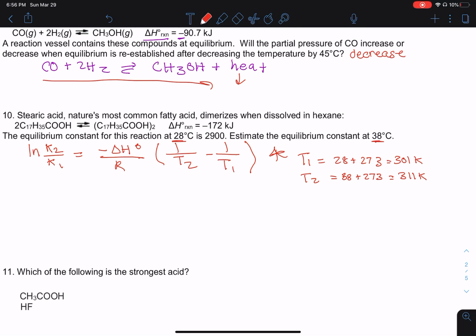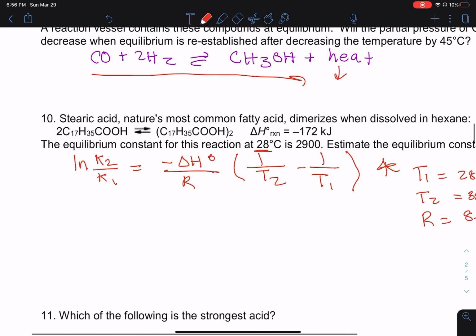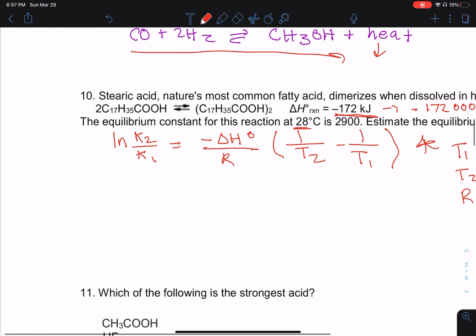Remember that R is 8.314 joules per mole. Okay, so in this case, what we're going to have to do is change our delta H to joules, because we need to have the same units, and that will give us negative 172,000 joules. Okay, so then from here it's pretty much plug and chug, because what we're trying to figure out is K2.